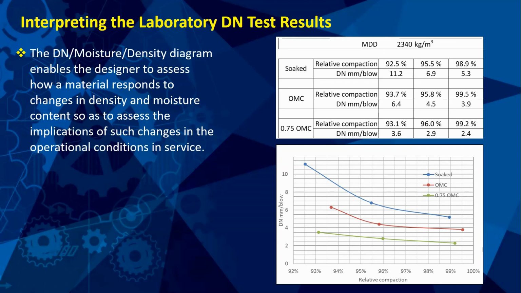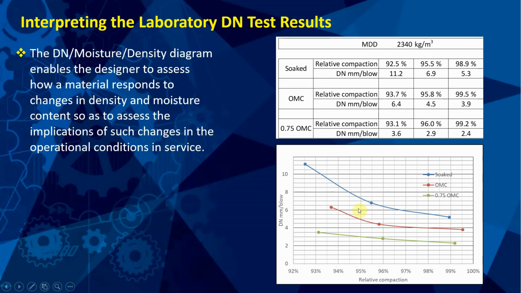It should be emphasized that the DN values take into account the grading and plasticity of the material, which are the key interacting variables that affect the strength of the material. Therefore, it is not necessary to specify the grading and plasticity parameters separately.